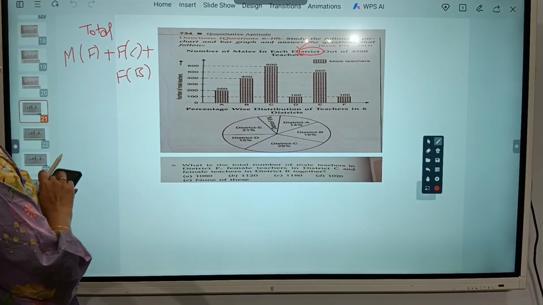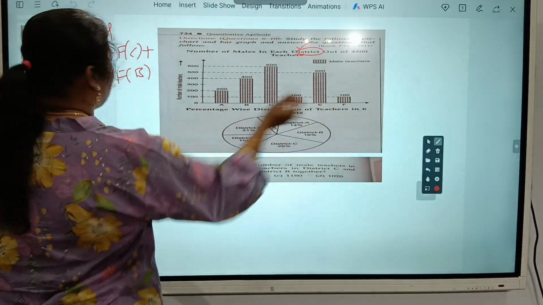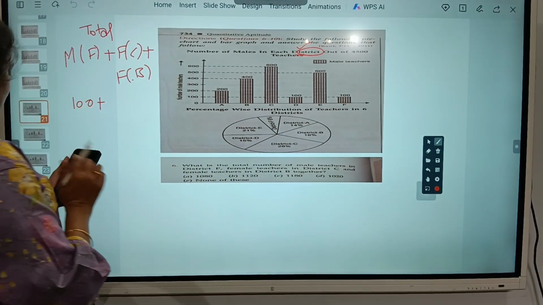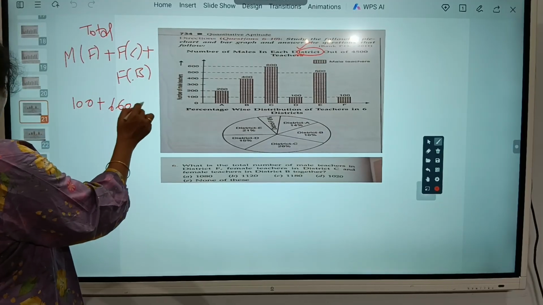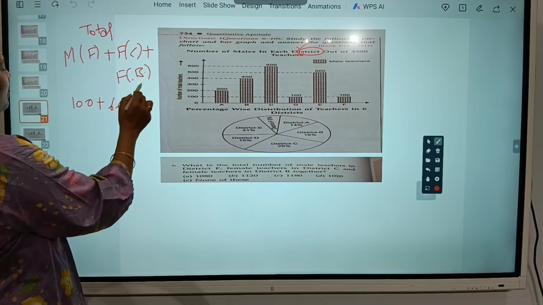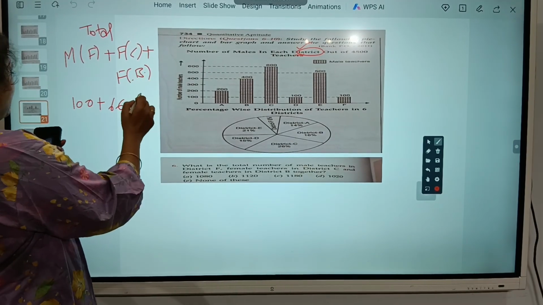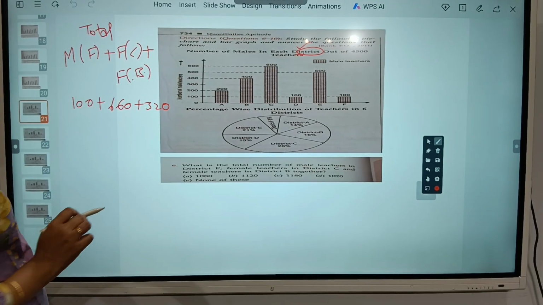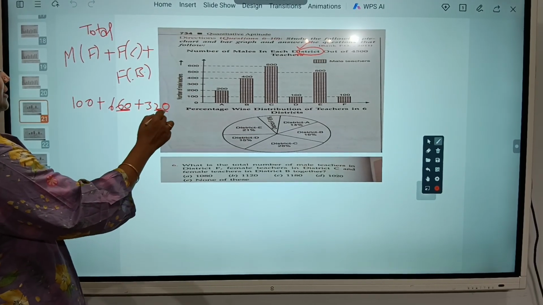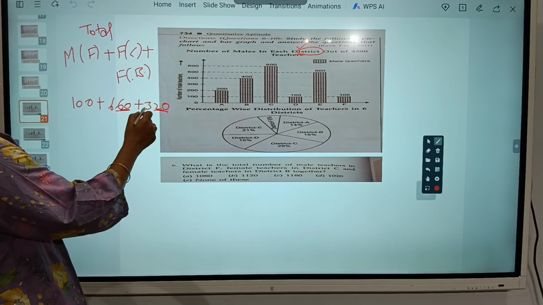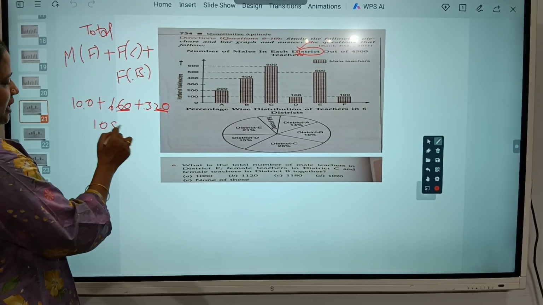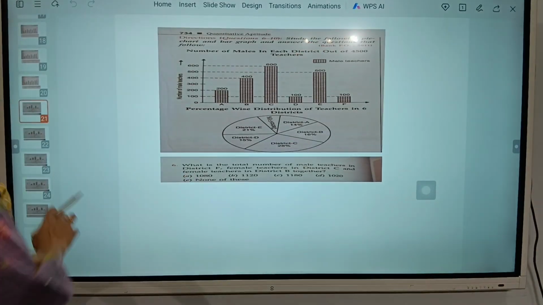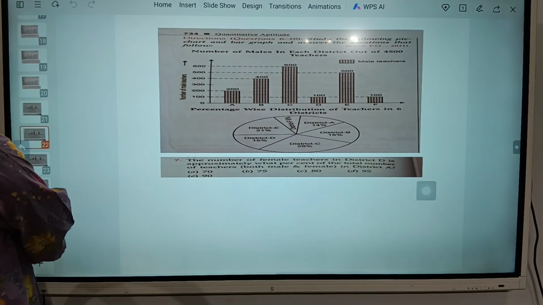So what is the number of male teachers in district F? It comes to 100. Female teachers in C is 660. And female teachers in district B is 320. Now we have to sum up all these values. 660 plus 20 is 680, plus 300 is 980, plus 100 is 1080. The answer is 1080.